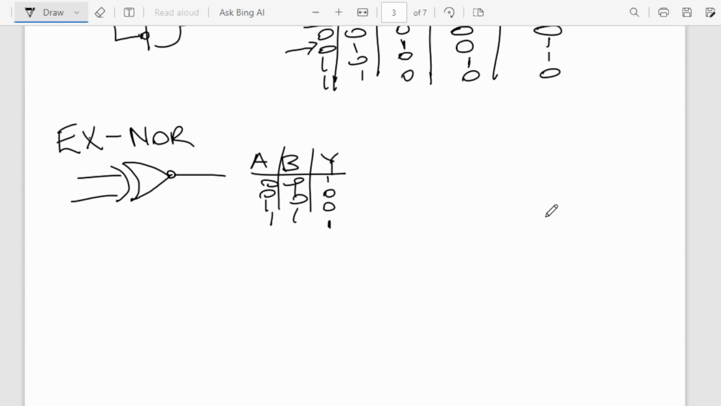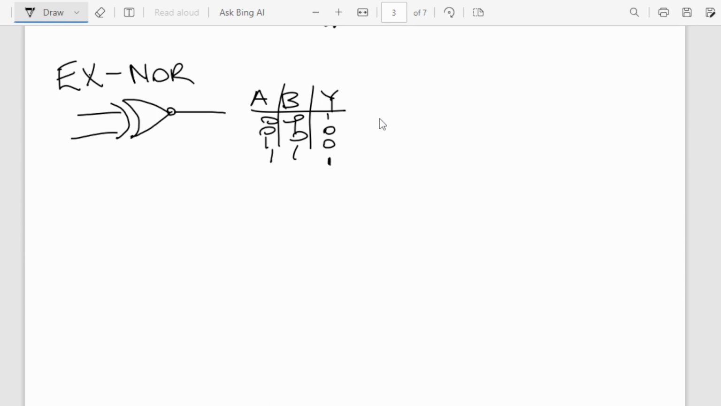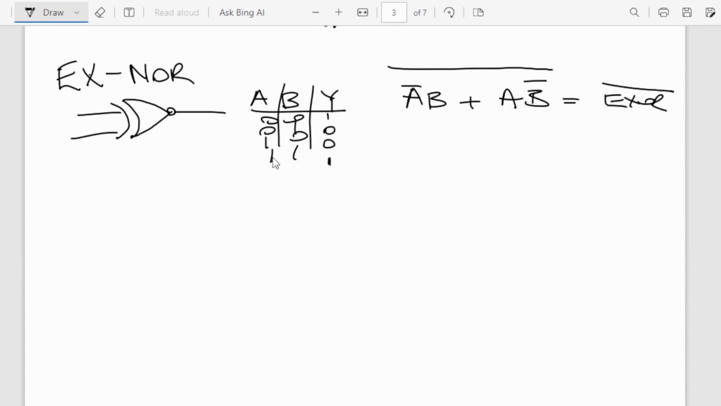So let's apply DeMorgan's theorem on this here. So again, the question we're asking is, here's the expression for the exclusive OR. It was A bar B plus A B bar. Now, this is for the exclusive OR. If we put a bar across this and we simplify it, it should turn into the exclusive NOR, right? So let's go ahead and work that out.